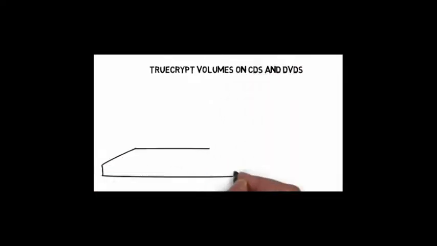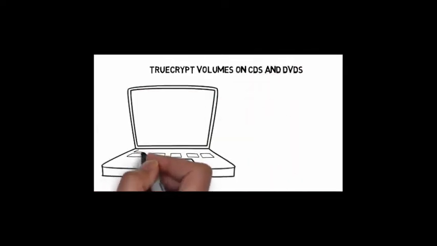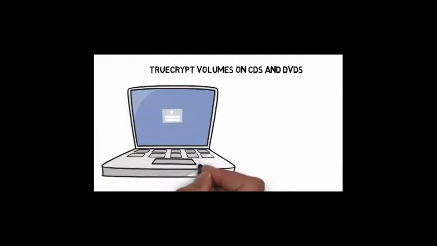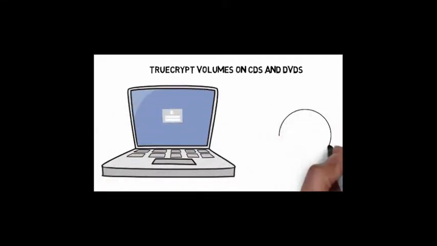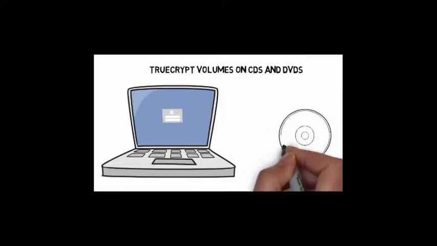If you want to create a Truecrypt volume to be stored on a CD or a DVD, first create a file-hosted Truecrypt container on a hard drive, and then you can burn it onto a CD or DVD.